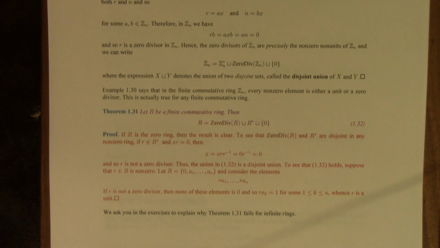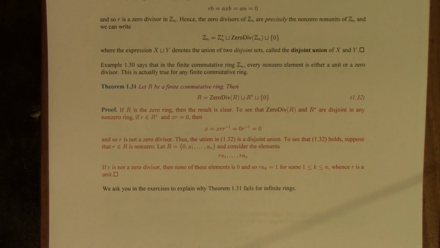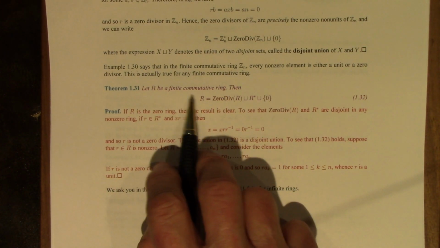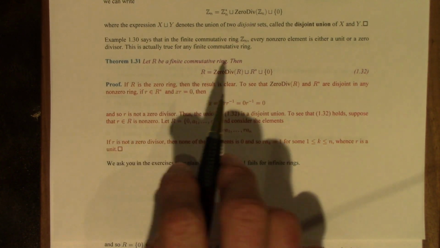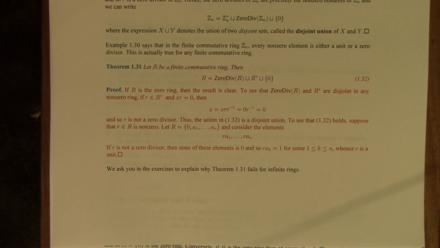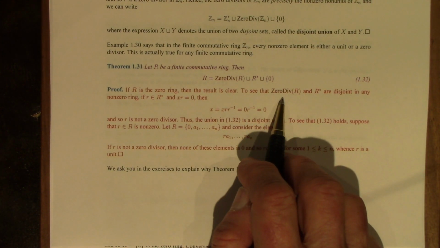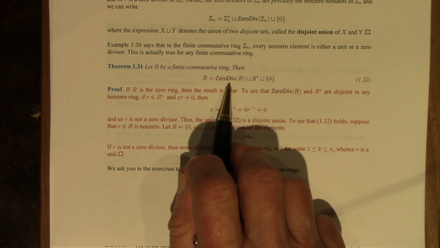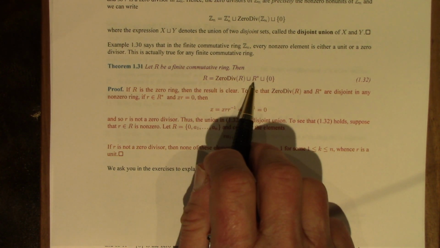And that is, in fact, true for any finite commutative ring. And here's the statement of that theorem. As to proof, of course, if R is the zero ring, then the result is clear. Otherwise, we first need to show that these two sets are disjoint.